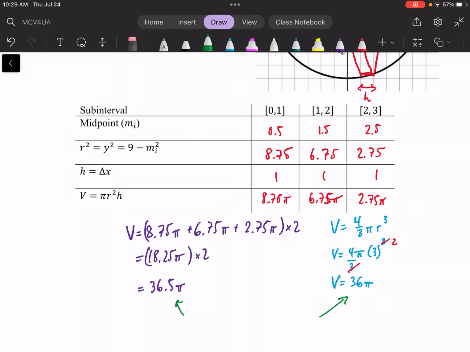And there we can see this works for various different areas, just using an approximation. Thus concludes this lesson.